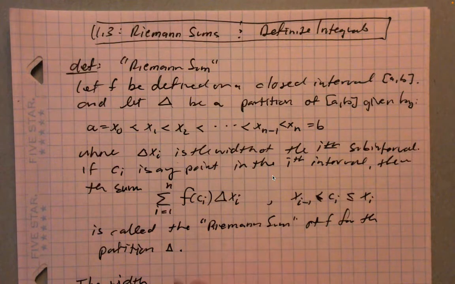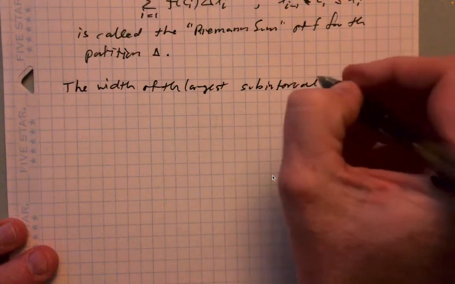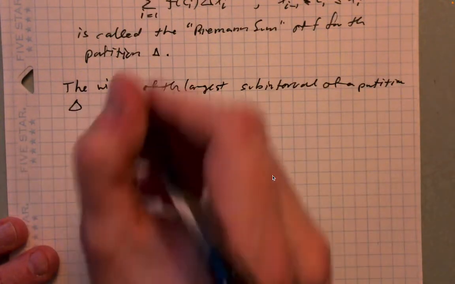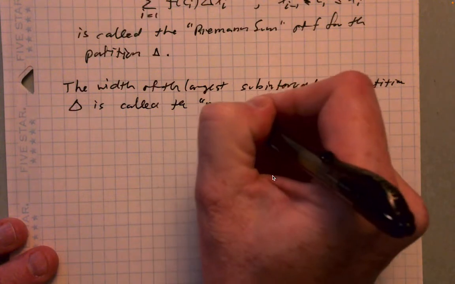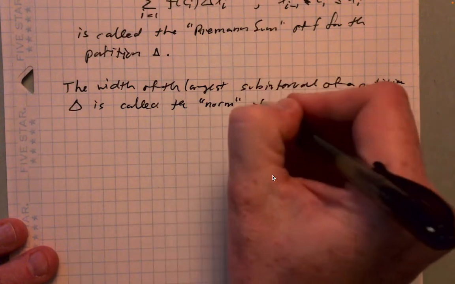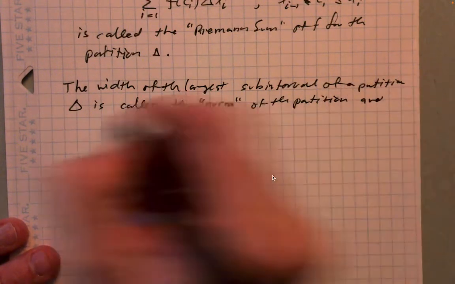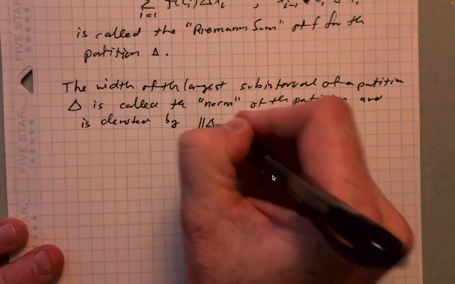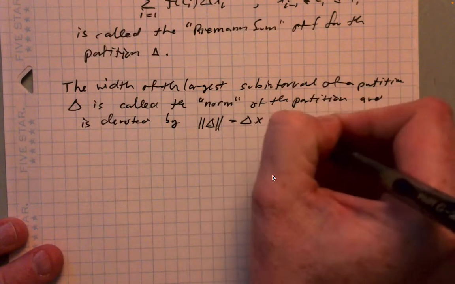And so the next statement would be then that the width of the largest subinterval of a partition delta, okay, is called the norm of the partition. And it's denoted by the norm of the partition, which equals delta x equals (b minus a) over n. Okay.